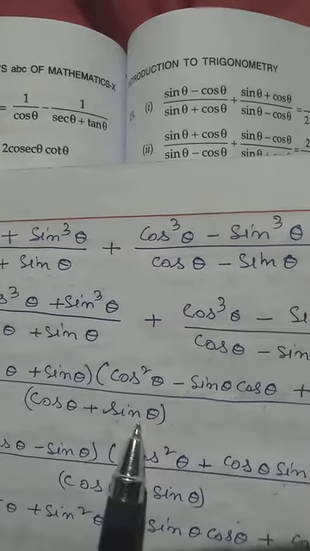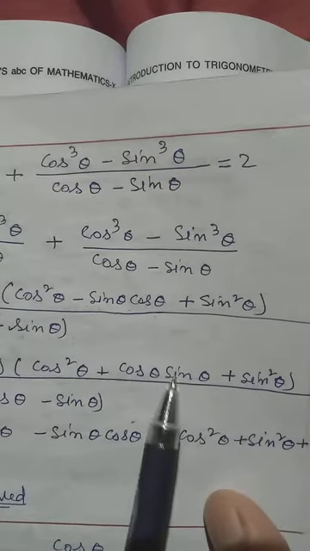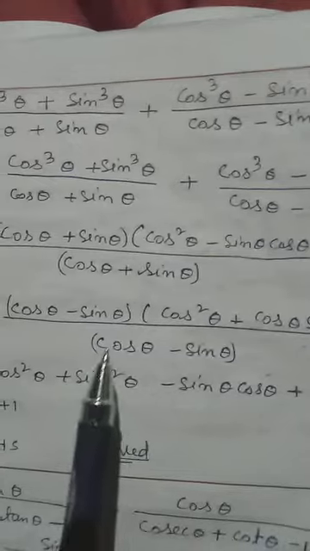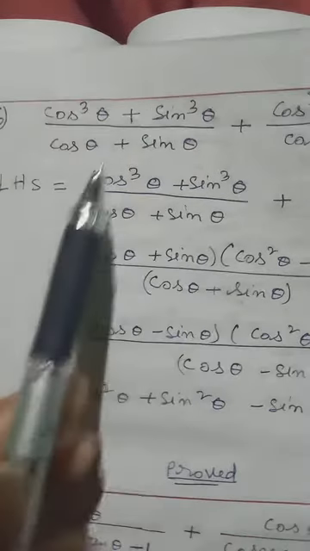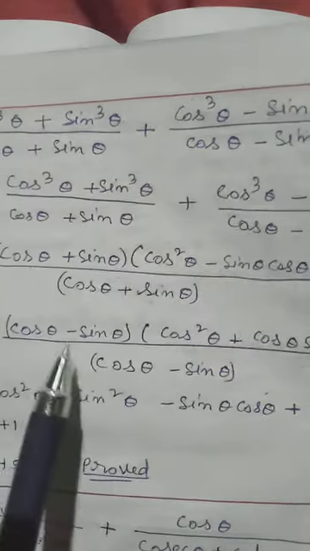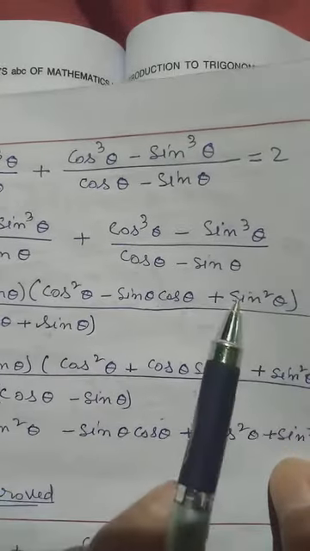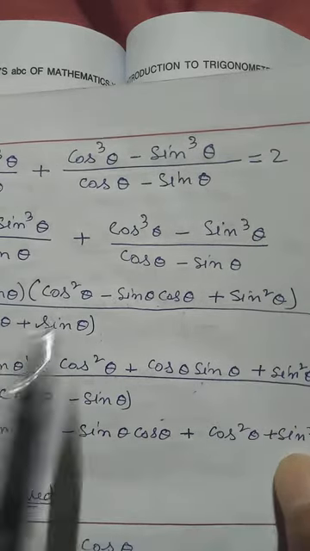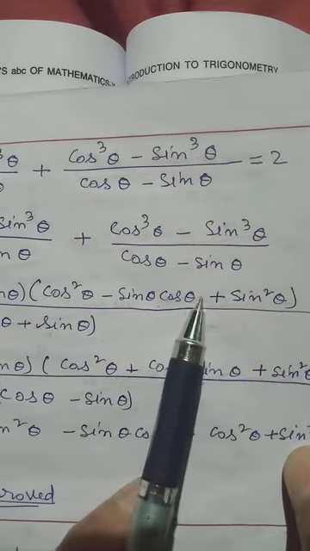Then denominator, let it be the same. Then for the second part also, (a minus b)(a square plus ab plus b square) by this one. So if you compare numerator and denominator, the first bracket can cancel, second part also gets cancelled. Then here we have cos square plus sine square, identity equal to 1. So 1 minus sine theta cos theta.